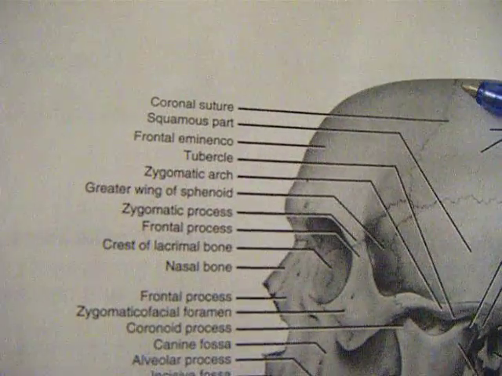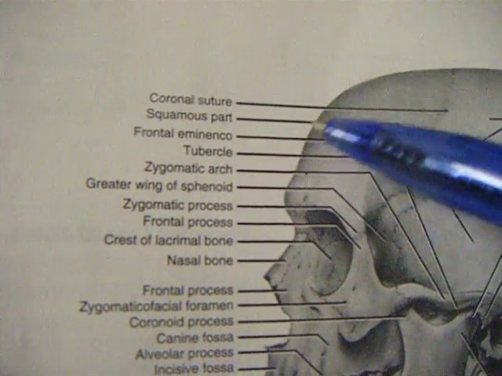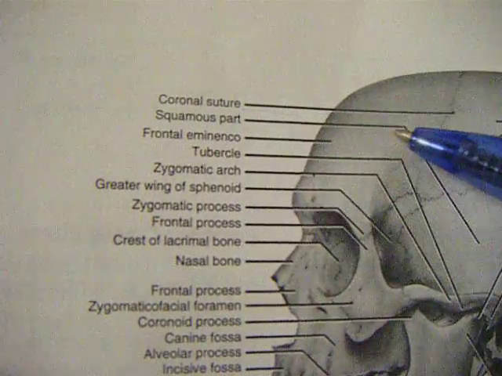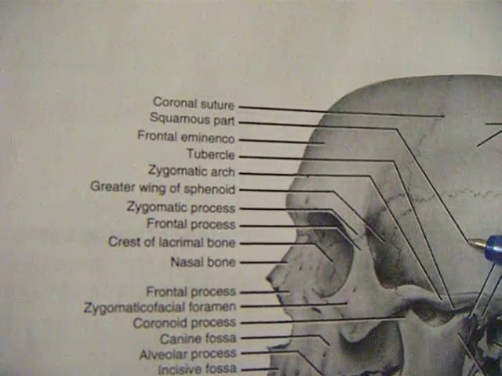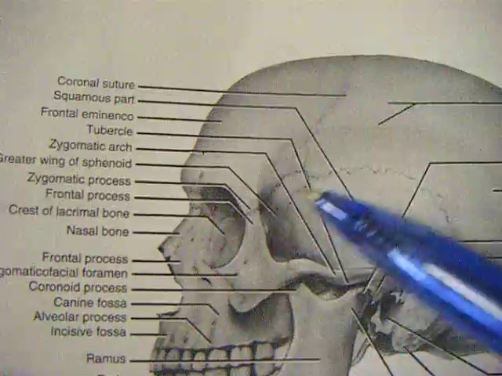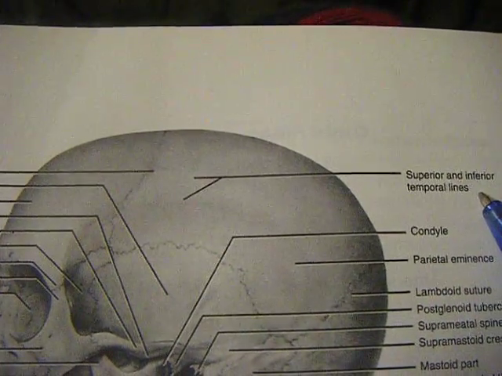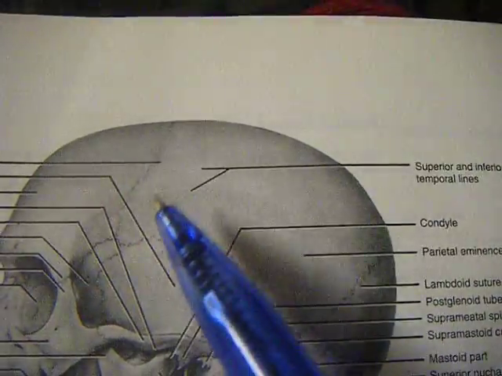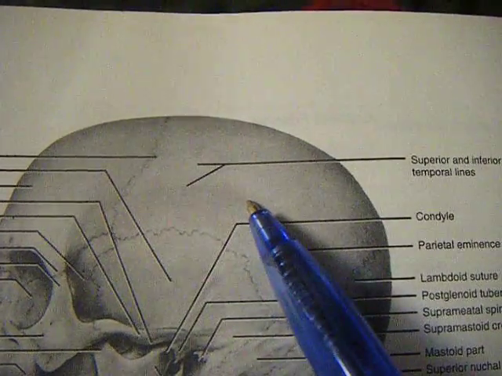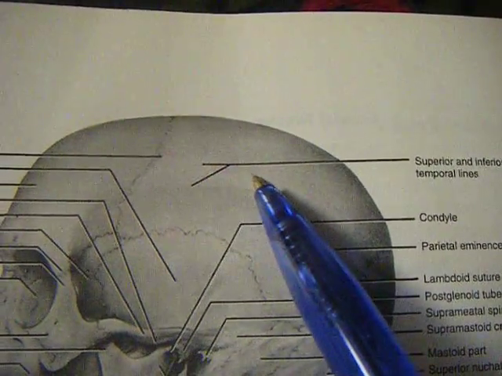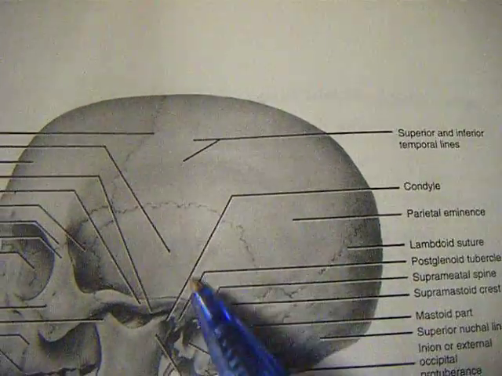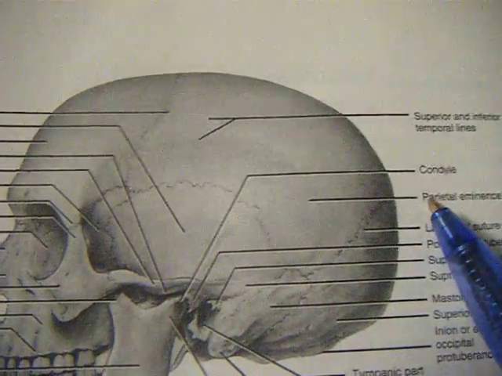Now this is your coronal suture. The squamous part is this squamous part of the temporal bone. This is your superior and inferior temporal lines. You have a temporal line here and you have a temporal line here. And this is your condyle.